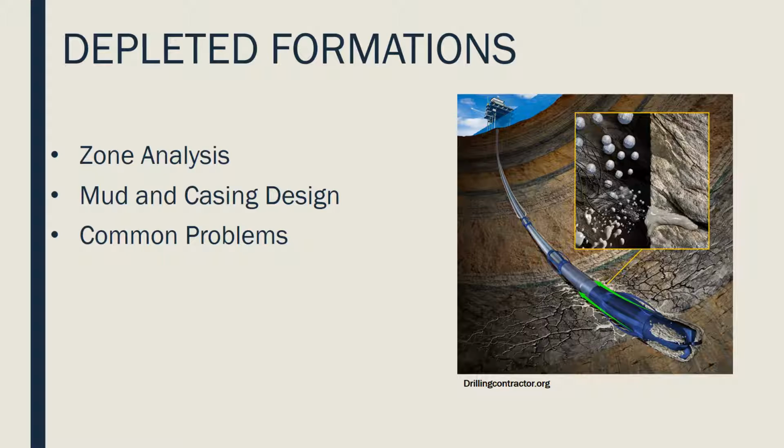In mud and casing design, different casing points need to be designed along with a mud that contains a wider particle size distribution that is used to plug off these depleted zones. Common problems that can be faced include severe filtrate loss and mud cake buildup that can lead to many complications such as stuck drill pipe, casing, and tools in the hole.